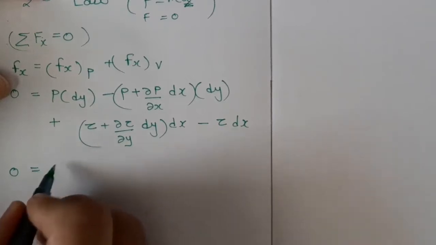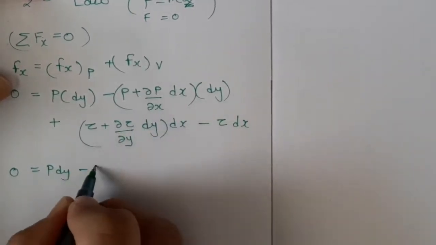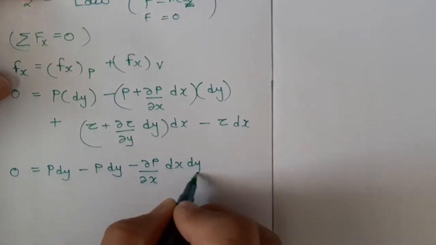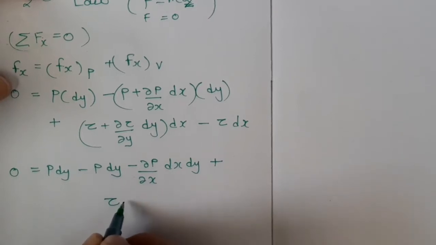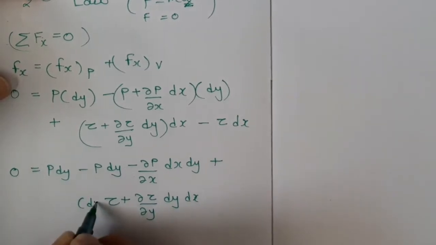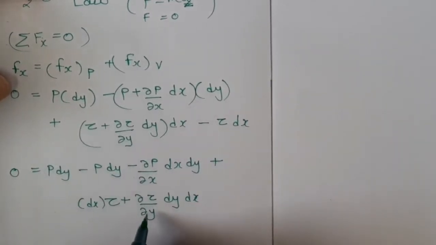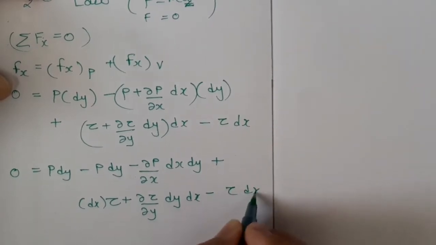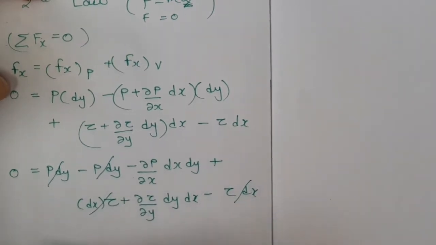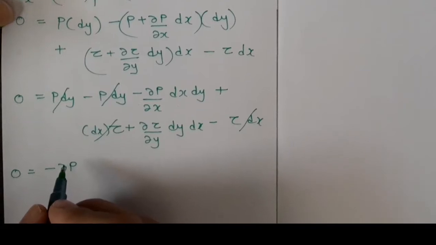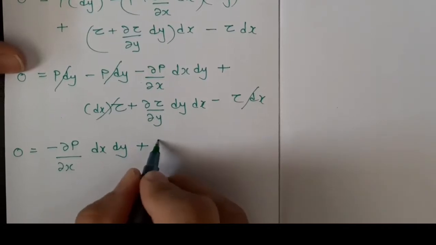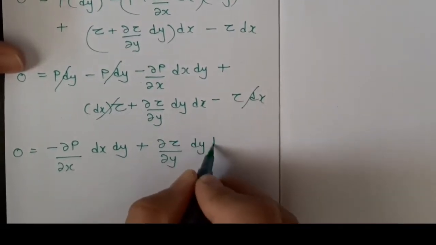So this is equal to 0. Now opening the bracket, P dy, we get minus P dy minus ∂P/∂x dx dy, plus (τ + ∂τ/∂y dy) into dx, opening this bracket, minus τ dx. So the plus P dy and minus P dy get cancelled, the minus τ dx and plus τ dx get cancelled, so we get 0 equals minus ∂P/∂x dx dy plus ∂τ/∂y dy dx.